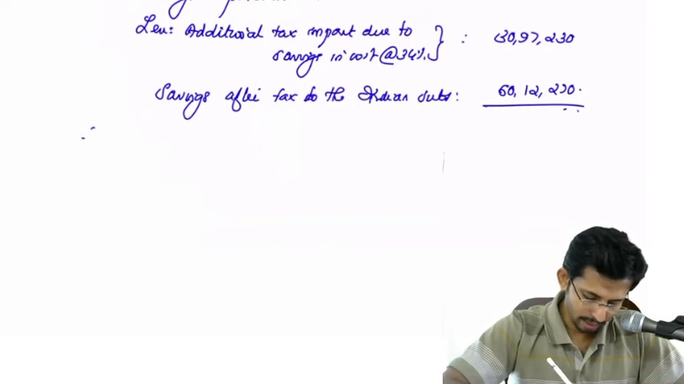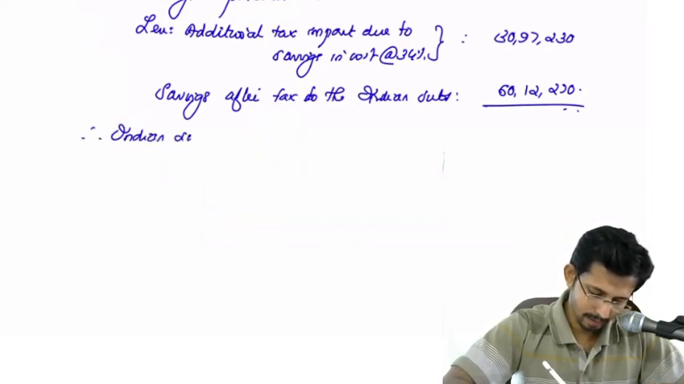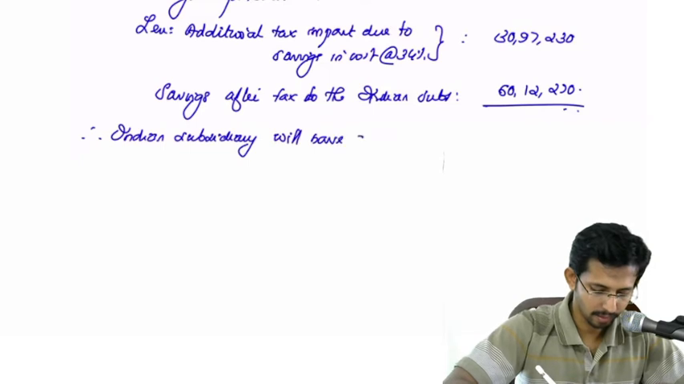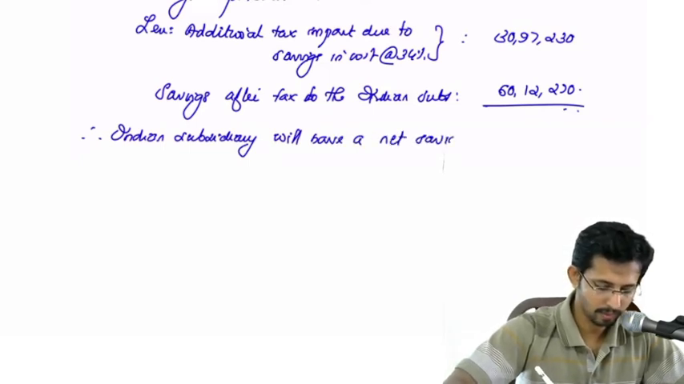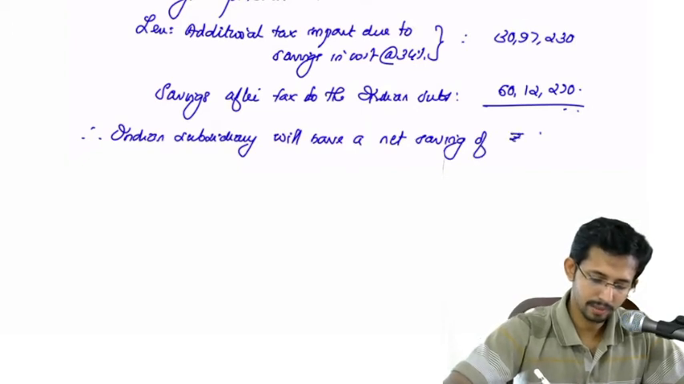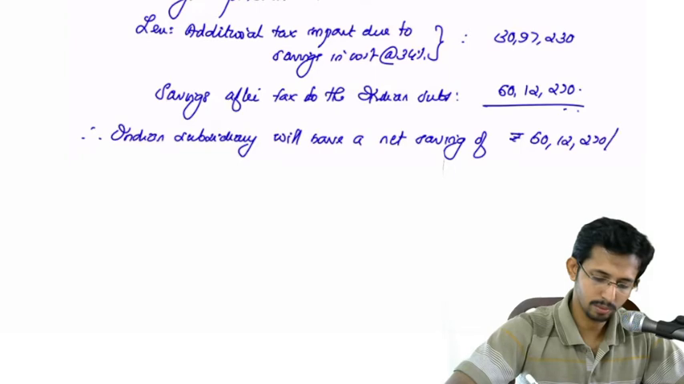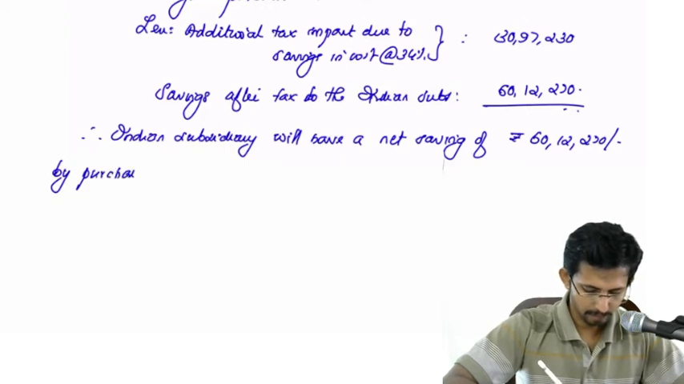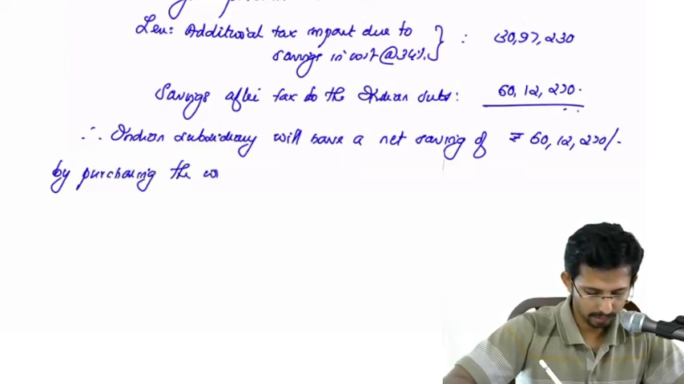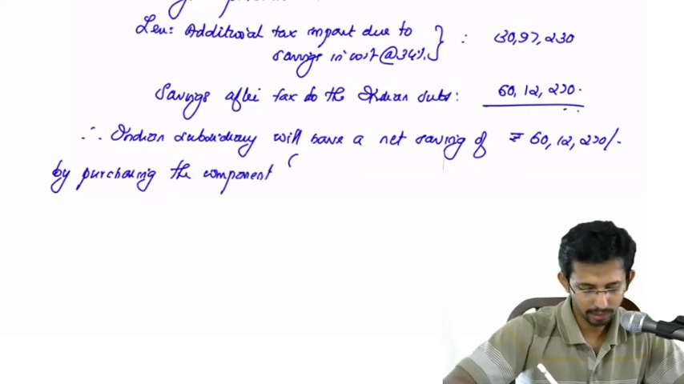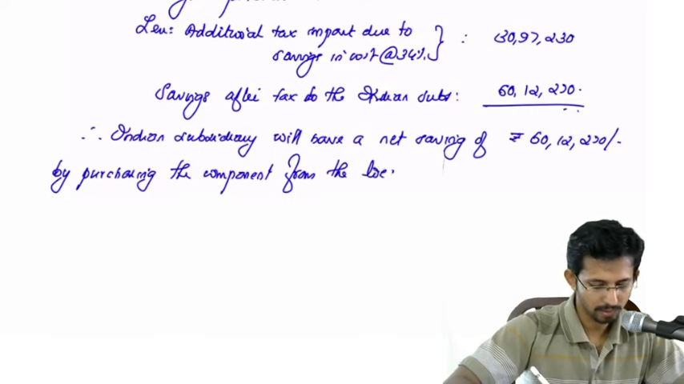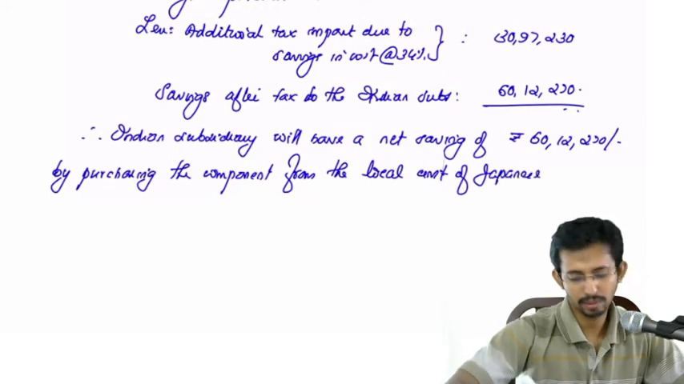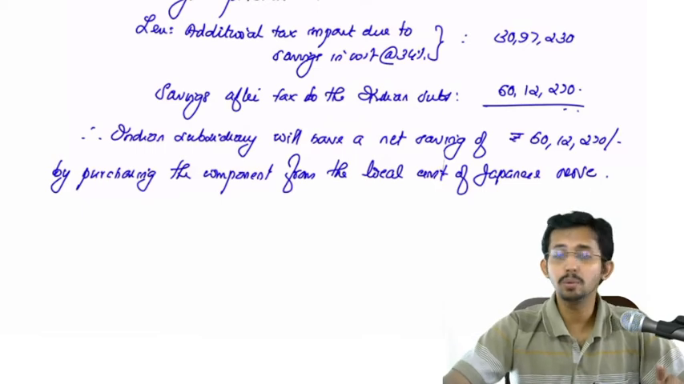Okay, so you can conclude, therefore, the Indian subsidiary will have a net saving of rupees 60,12,270 by purchasing the component from the local unit of the Japanese MNC. Okay, so that is the benefit to the Indian subsidiary.